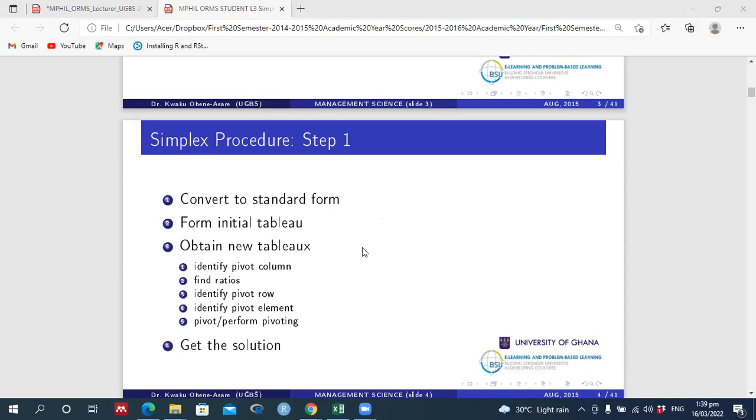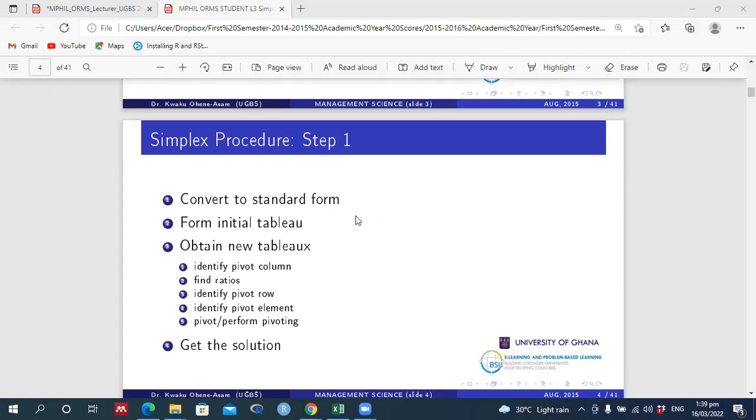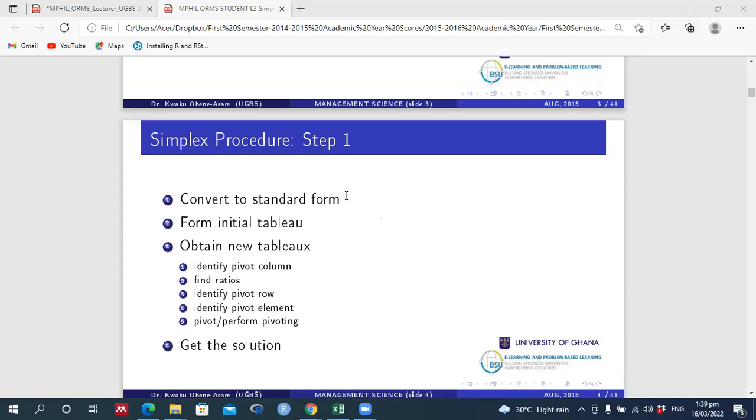So that is the first thing you do when you are asked to solve any problem with the Simplex method. You convert it into the standard form. And then the next thing is to form an initial Tableau. It is a table. We're going to have a look at it, and you'll see it's very simple.